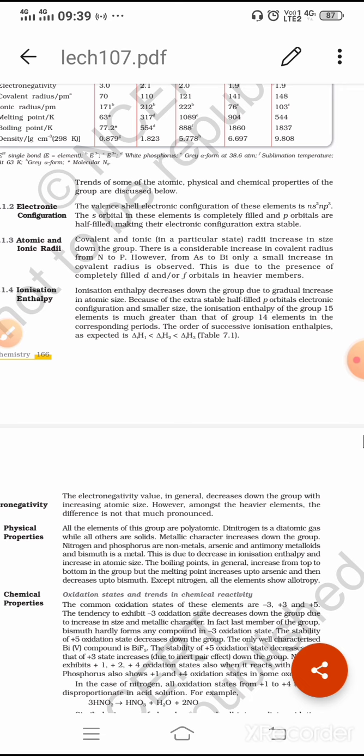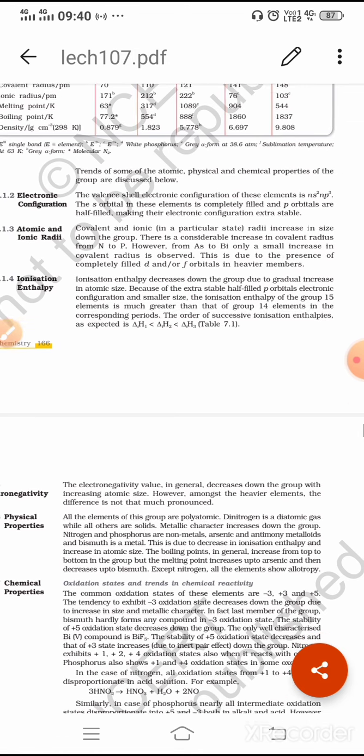The involvement of d electrons gives a poor shielding effect, resulting in a small increase in covalent radii, because the poor shielding effect of d electrons is overcome by atomic size. As the filling of d and f electrons has a poor shielding effect, this is the reason there is only a very small increase in the atomic radii, though atomic number increases.